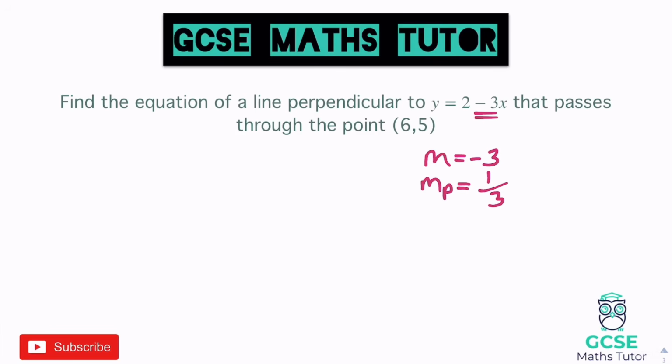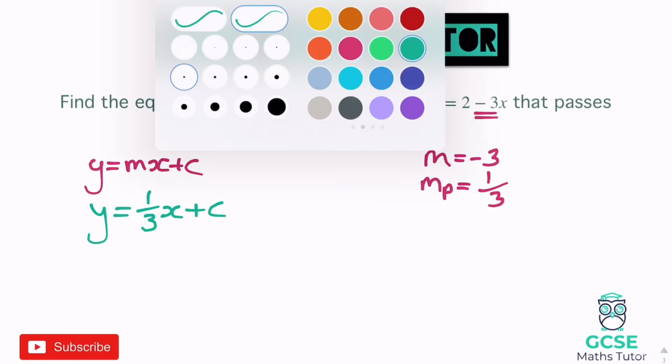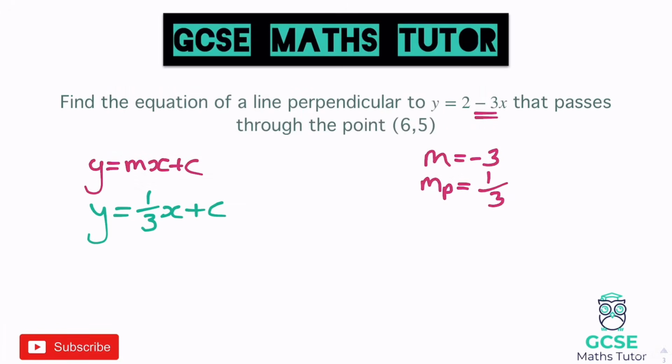Right, so we just need to put 1/3 into our line equation, so writing down y equals mx plus c. And then let's put this gradient in. So we get y equals 1/3 x plus c. Right, from there, same process again. So we're going to sub this coordinate in, 6, 5, as that coordinate is on our line. So 5 equals y, so 5 equals 1/3 times the x coordinate, which is 6, plus c.